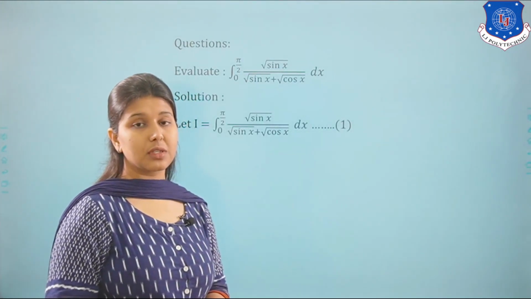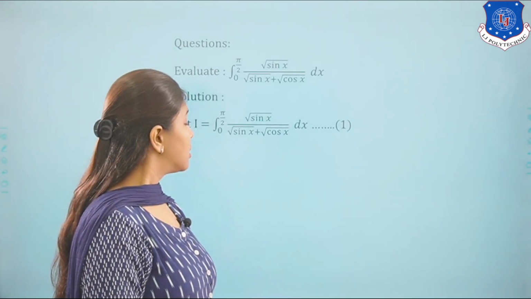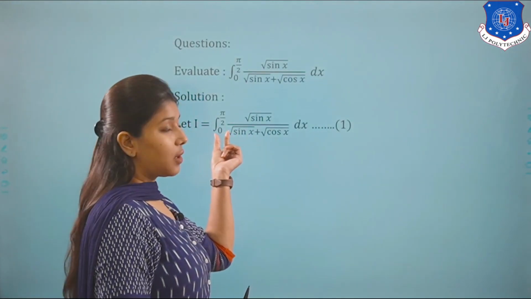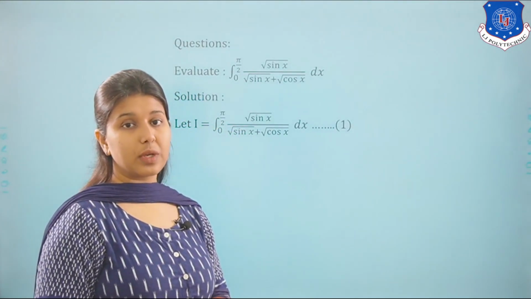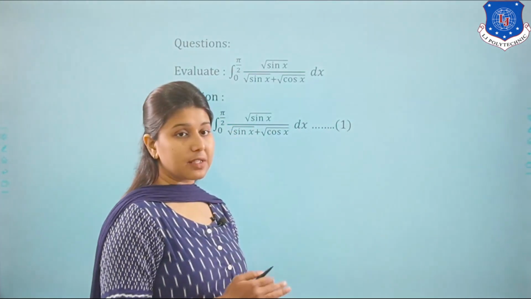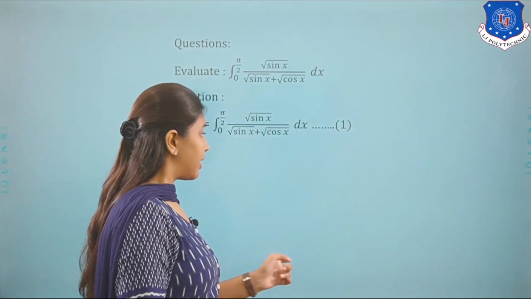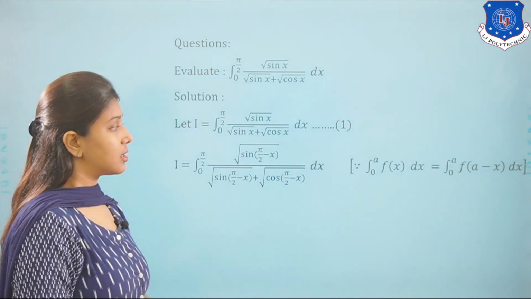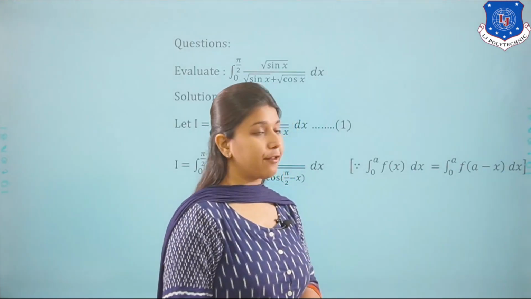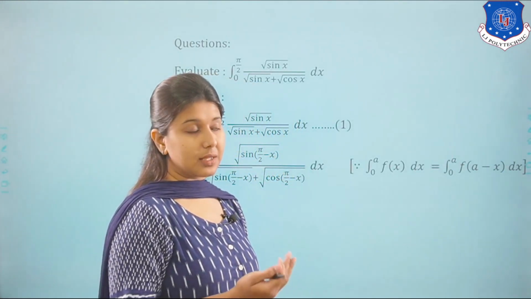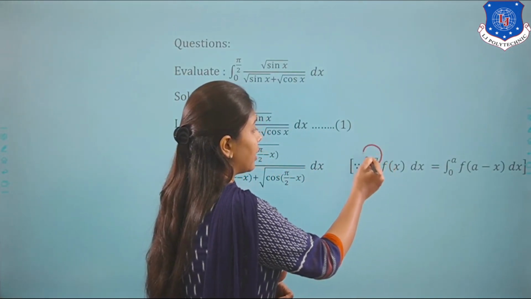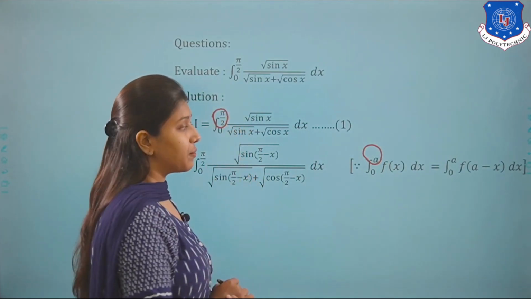Taking your question as 1, we have the formula that if our limit is 0 to a, that means 0 to some number, and f of x dx, then we can write it as: integral 0 to a f of x dx is equal to integral 0 to a f of (a minus x) dx. Comparing both the terms, we have the value of a is equal to pi by 2.